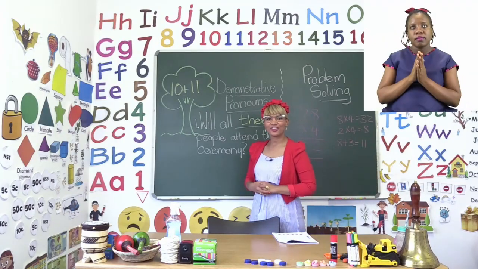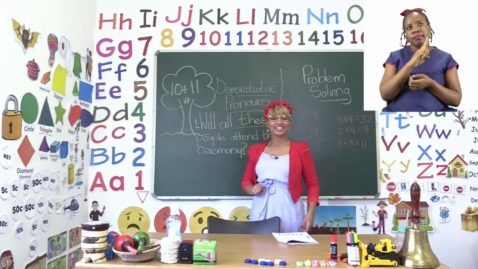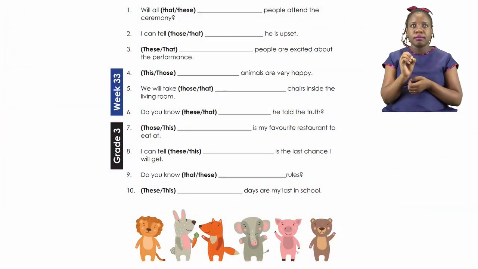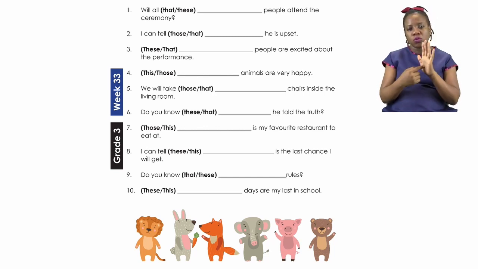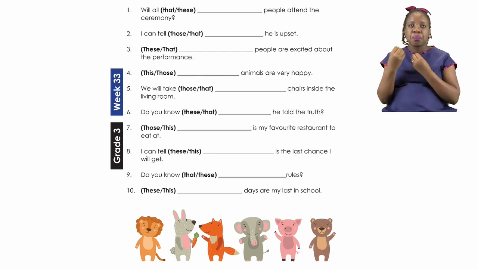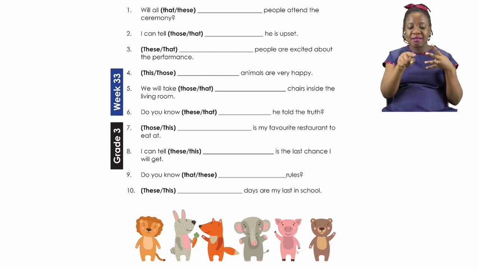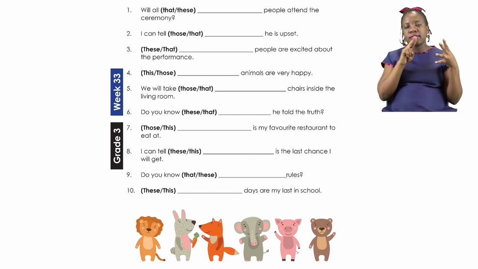Let's start this part of our lesson on page 10. Now here we are doing demonstrative pronouns. And the pronouns or demonstrative pronouns that we are looking at today are the words this, that, these, and those. Now it says here that you have to choose and write the correct demonstrative pronoun to complete the sentence.